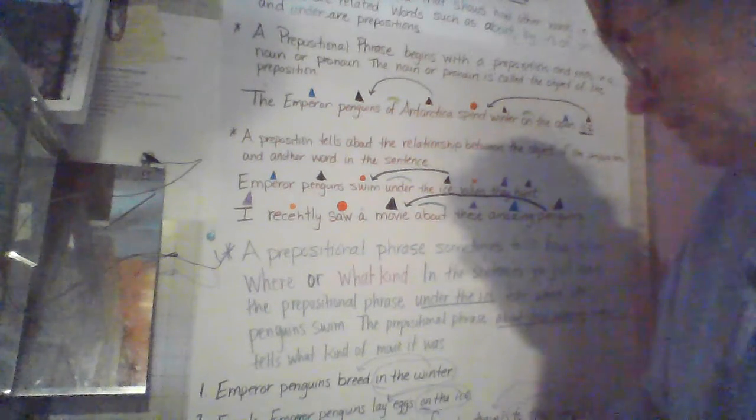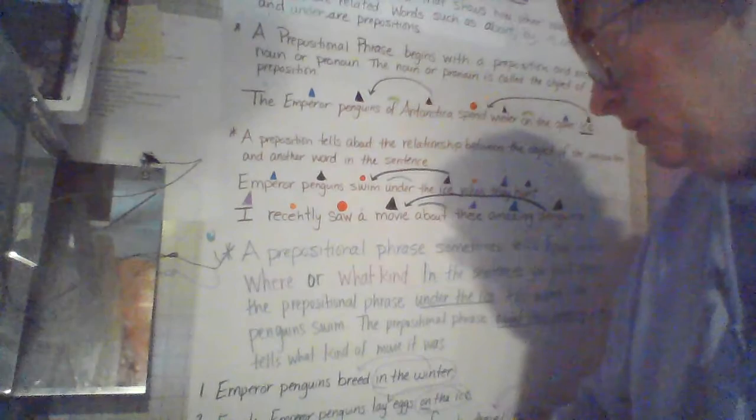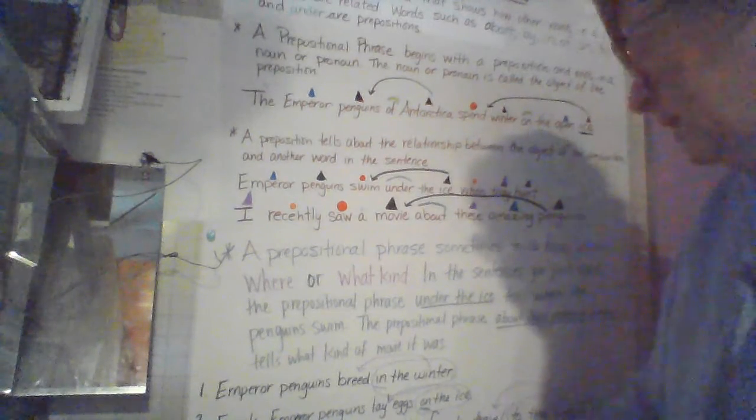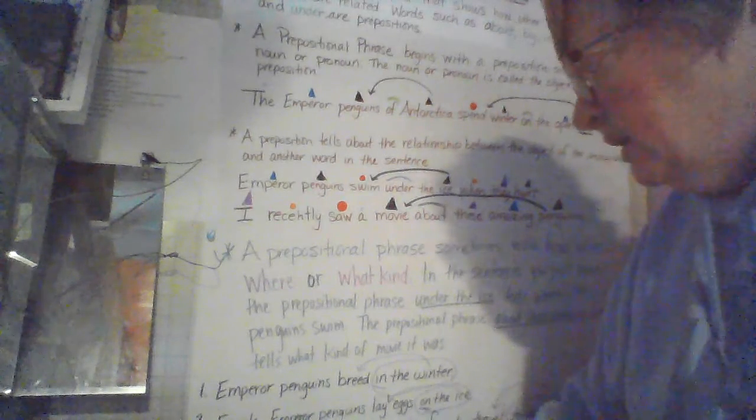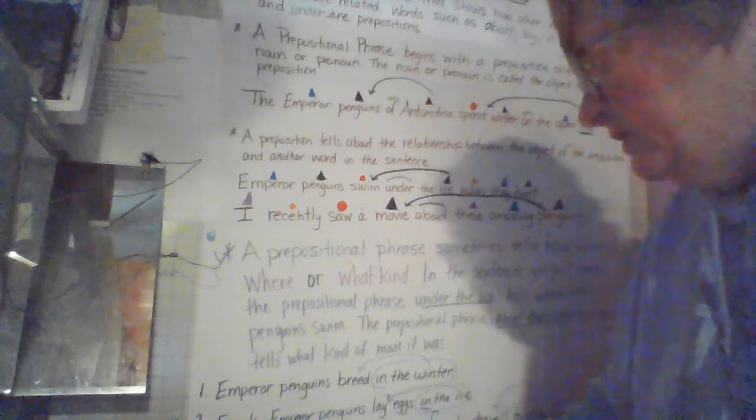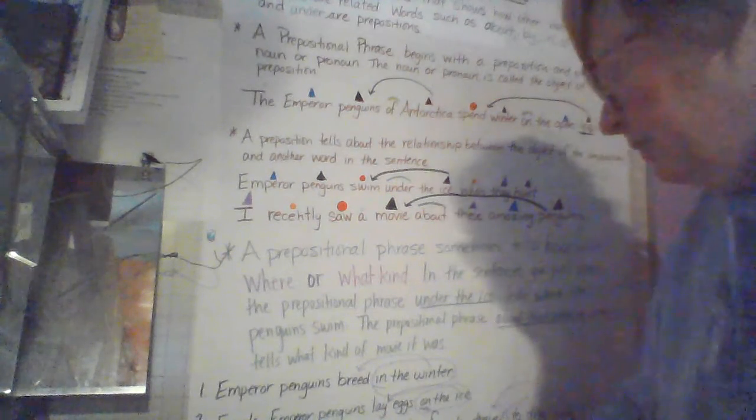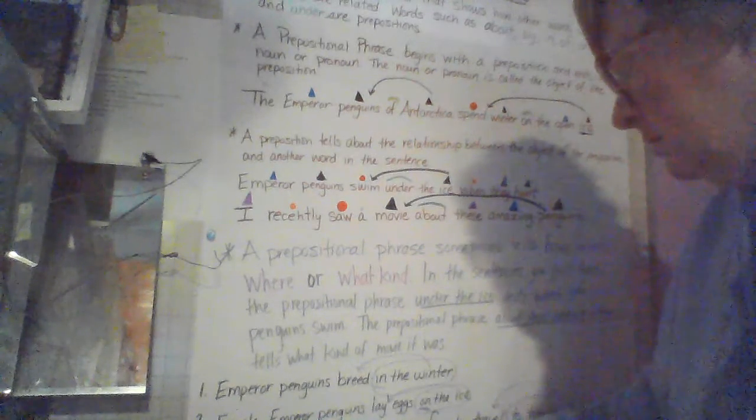The warmth of the male's feathers protects the eggs. Alright, our prepositional phrase is in the middle this time: the warmth of the male's feathers. Here's our verb, so we're going to stop, because remember the end of our prepositional phrase is a noun or a pronoun. We're going to underline. Of is our preposition. Our prepositional phrase is here. Feathers goes with warmth.